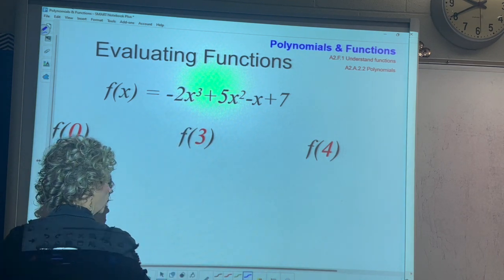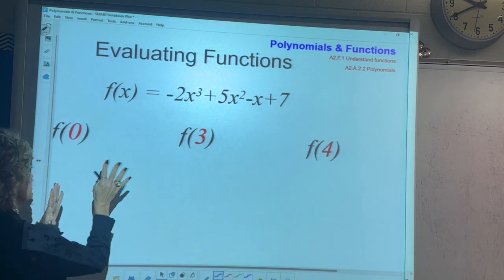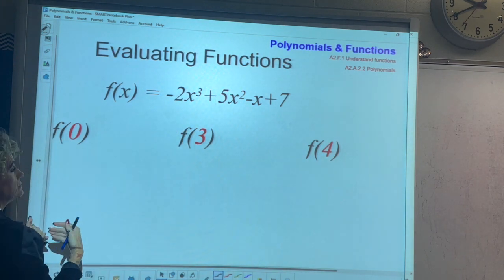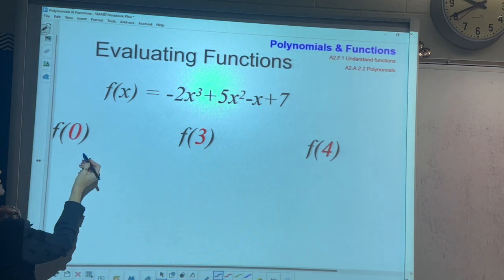And again, I'm not working with a calculator. I'm just doing this all by head. And again, I'm going to plug in a 0. Now this is me, okay? And you'll see this on my paper.